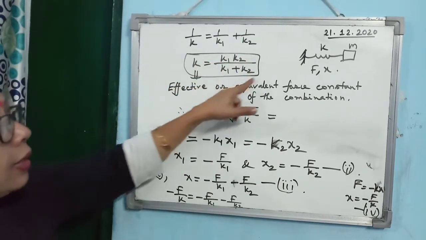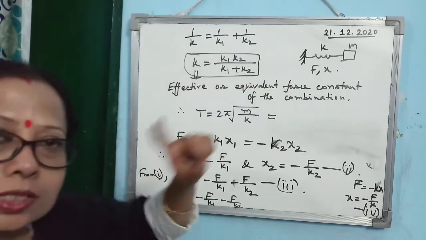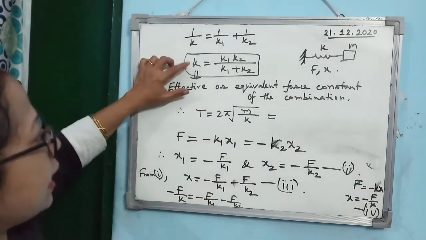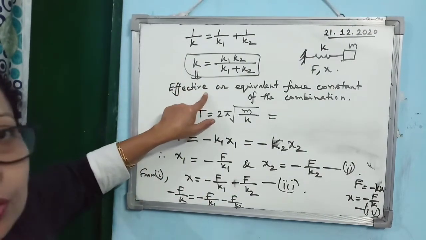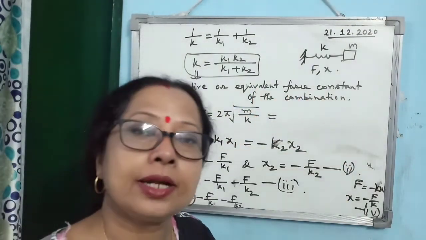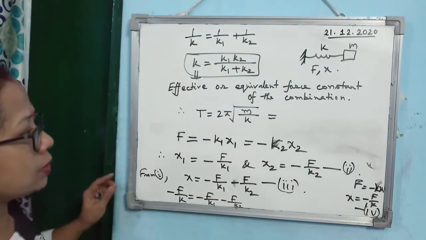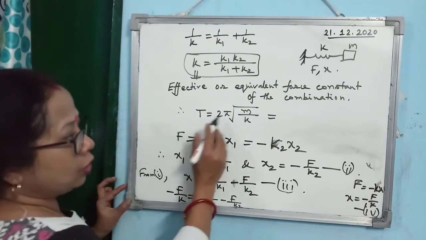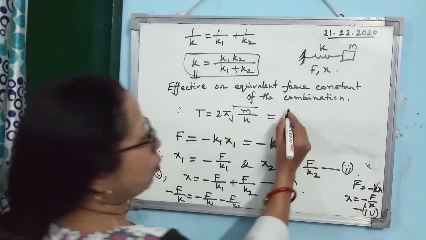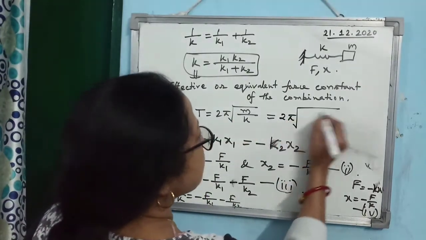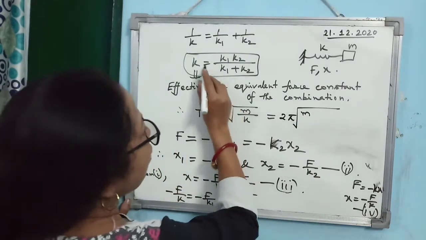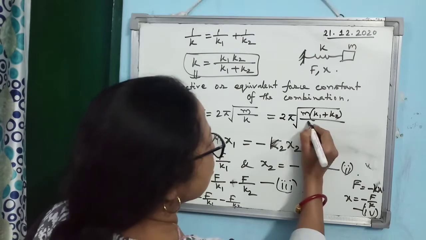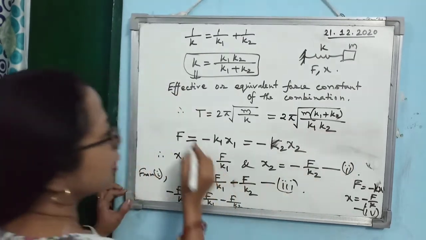This is an important relation. For solving the numericals you have to use it, and this derivation may also come. This k is known as the effective or equivalent force constant of the combination. So what will be the time period of oscillation of this system? It will be 2 pi root m by k. Now what is the value of k? If you substitute, then k1 plus k2 will move up, so it will be 2 pi root m into k1 plus k2 by k1 k2.